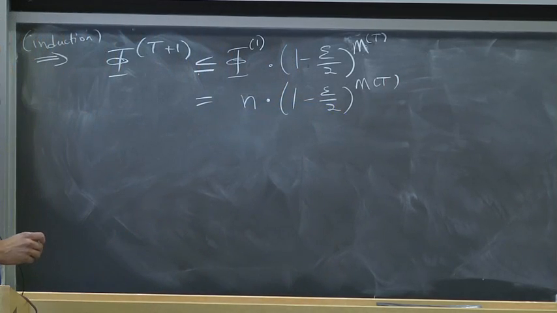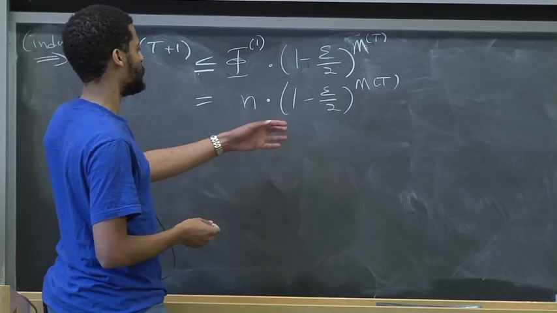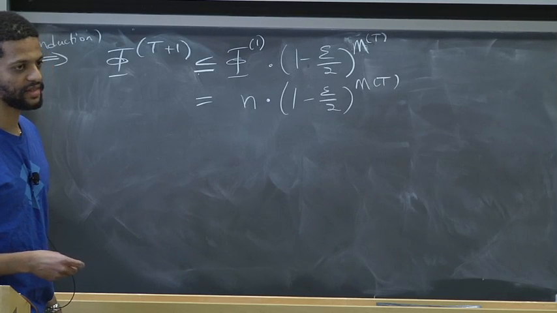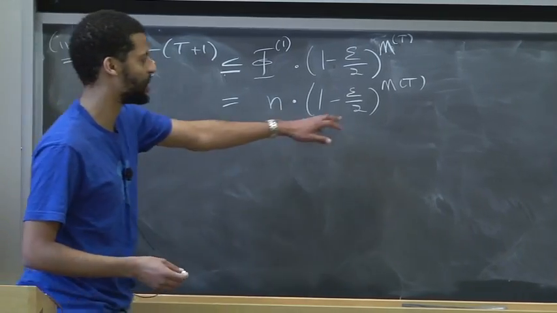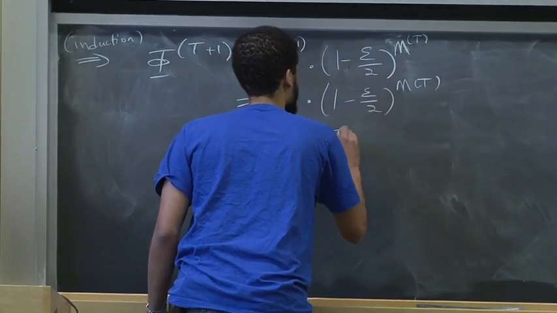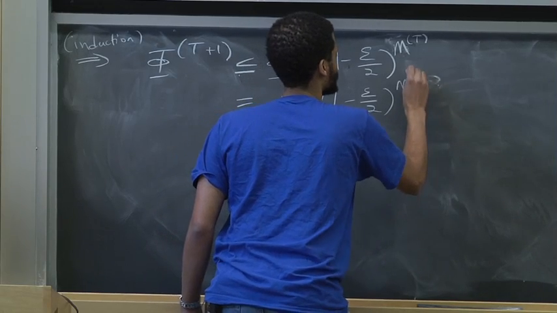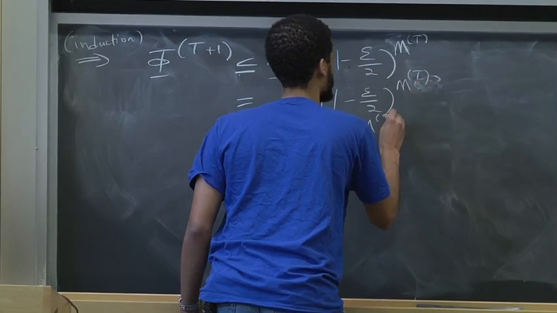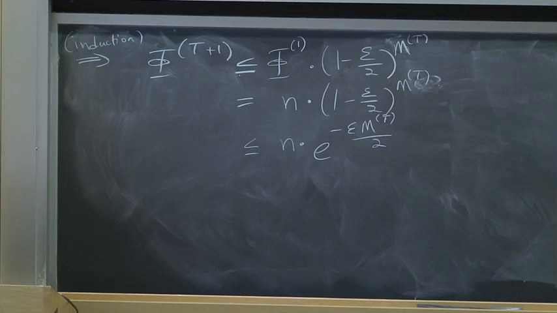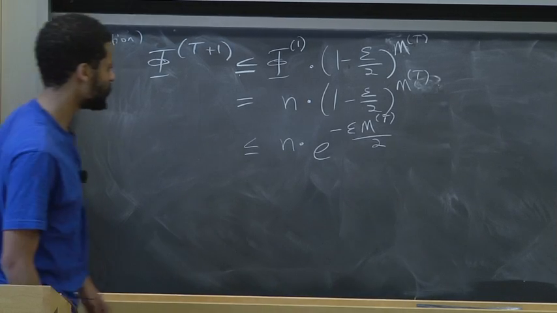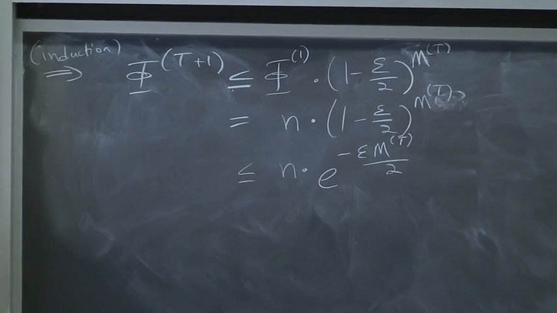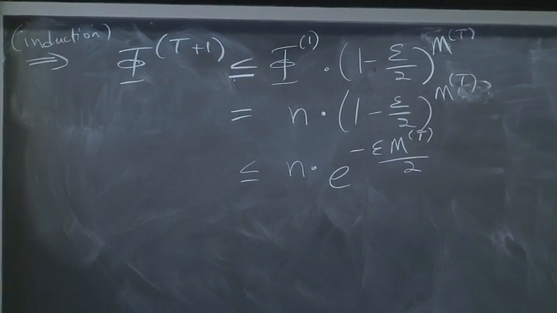Okay, and for what I'm going to do next, I also want to use the fact that 1 minus x is at most e to the minus x. 1 plus x is at most e to the x. So x is negative epsilon over 2. So this is at most n times e to the minus epsilon m_T over 2. Okay, good. So this potential function is just going to serve as something that lets us get a bound. So we've now upper bounded the potential.